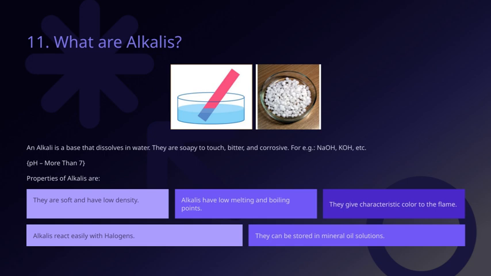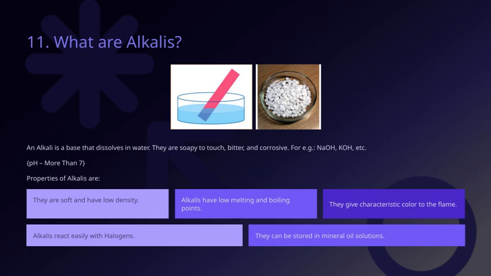These solutions are often soapy to the touch, which you might notice if you've handled soap or cleaning agents containing alkalis. They also tend to be bitter and can be corrosive, so safety is always important when handling them. For example, common alkalis include sodium hydroxide, NaOH, and potassium hydroxide, KOH.